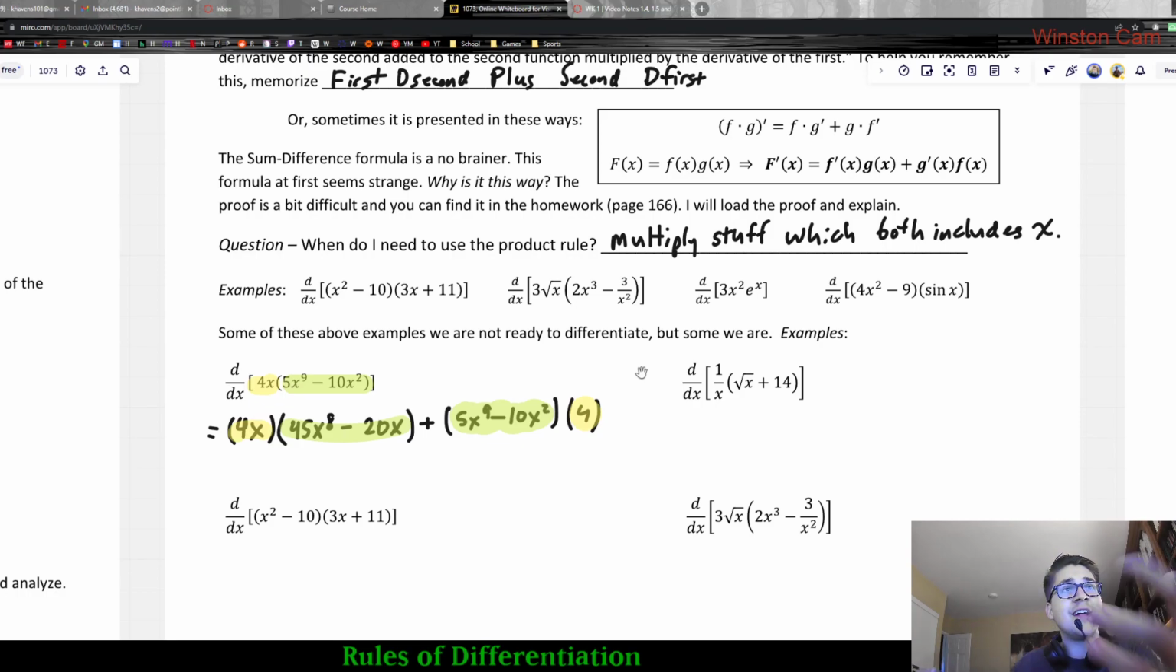And if we multiply this all out, technically this is the derivative, but we could obviously simplify these polynomials if we multiply and add. So let's go ahead and do that. 4 times 45 is 180.